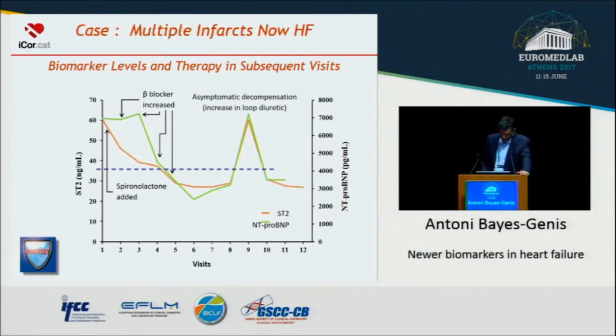What happened if we measure ST2? When we start spironolactone, it goes down. When we give beta blockers, it keeps going down, and the cut point is 31. So we have this patient going down to a cut point of stability. If it has some asymptomatic instability, it goes up again, and it returns to normal. So it's a very good biomarker because the heterogeneity of measurements is very, very small, and the CV is very good.